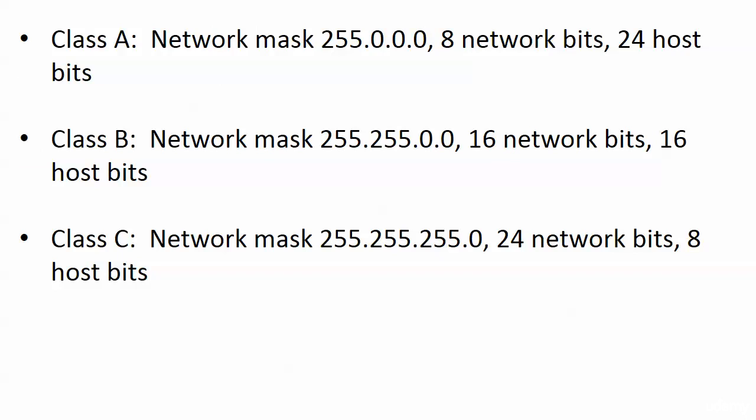Class B, our network mask is 255.255.0.0, 16 network bits, 16 host bits. Class C, you know what that's going to be. Network mask of 255.255.255.0, 24 network bits, and 8 host bits.